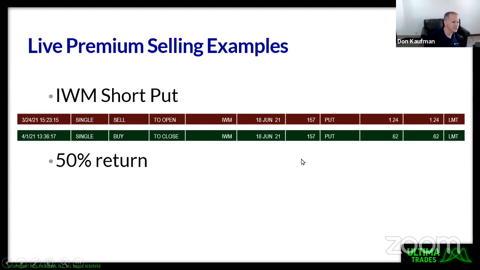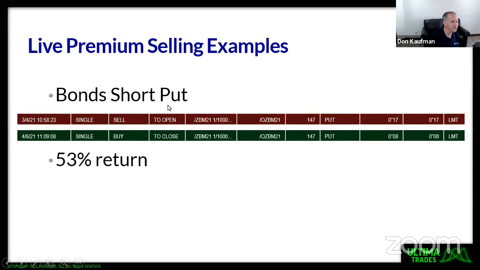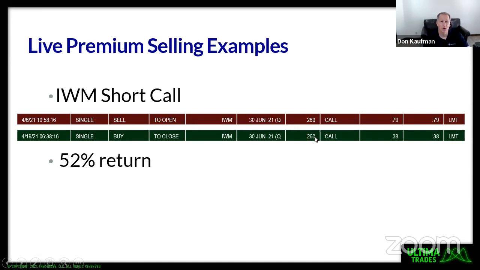These are the 163s. If you look back, there's the 157s, the 163s, the 150 puts. Here's a bond short put of the 147 variety. Another bond short put, okay, 73% return. By the way, this is the 147s, this is the 153s, then the bond short put, the 154s, okay, then the 148s. I was scattered everywhere in bonds. IWM short call, the 260 calls, IWM short call, the 250 calls, IWM short call, 255 calls.